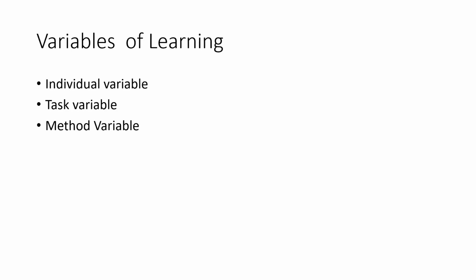Next is variables of learning, or factors affecting learning. Here there are three subcategories, three types of variables of learning. They are individual variable, task variable, and method variable. These variables are the factors which influence the process of learning or the quality of learning.